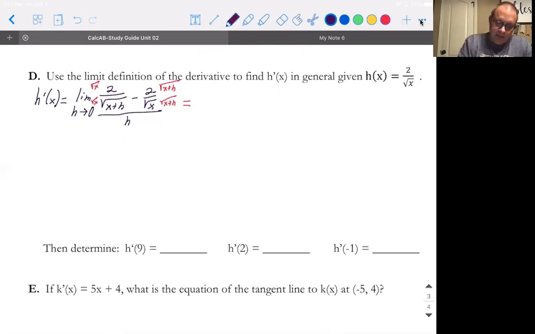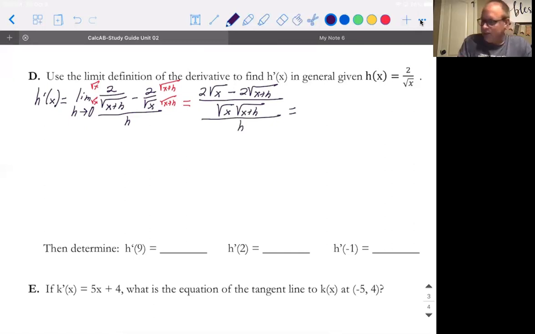All right, so that's going to give us 2 times the square root of x minus 2 times the square root of x plus h, all over the square root of x times the square root of x plus h, all over h. And you're going, that's a lot of radicals in the same problem. It is. You're welcome. So let's go ahead and take the 2 out like we did in our last example. And we cannot necessarily combine those denominators at the moment. Let's just leave those be.